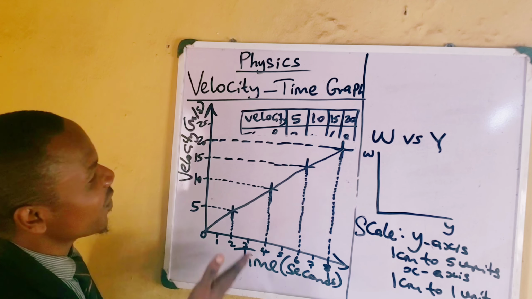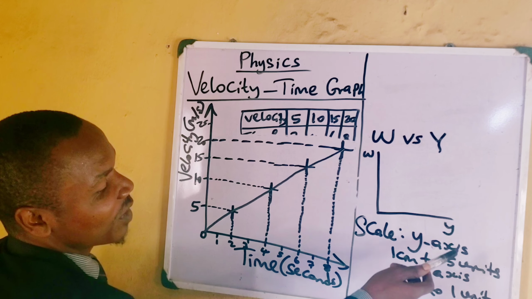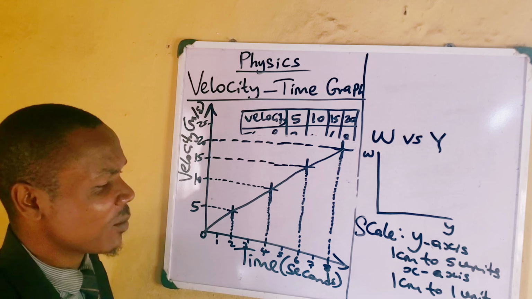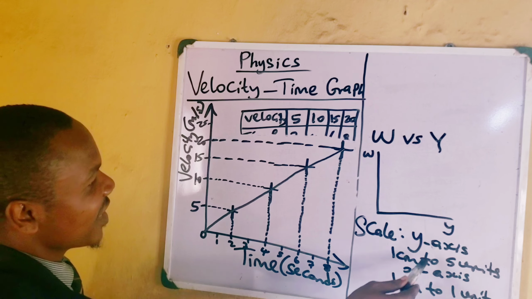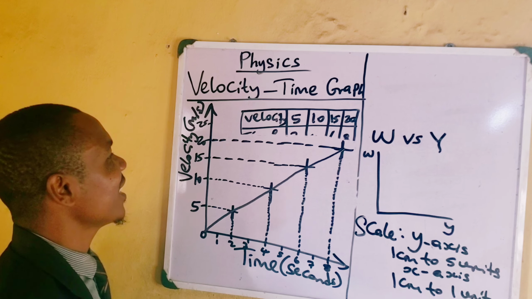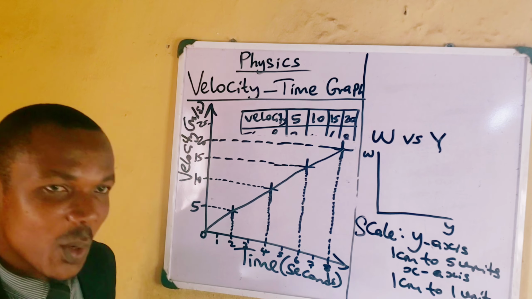All right, but from what I did now, look at my scale. On the y axis, I have 1 cm to what? 5 units, and on the x axis, I have 1 cm to 1 unit. All right, so this is the scale and this is the graph. As you can see, we have plotted this velocity time graph, and that's how it can be plotted.